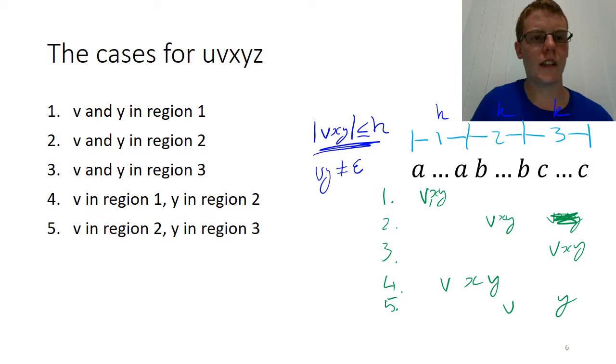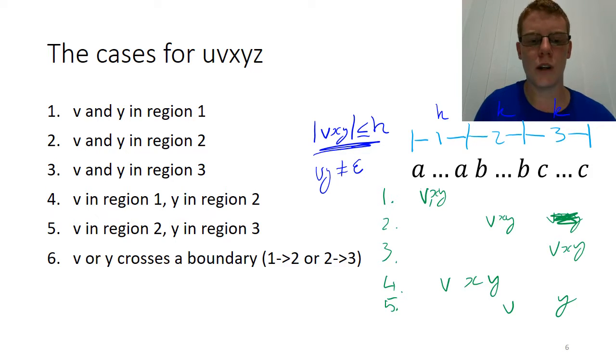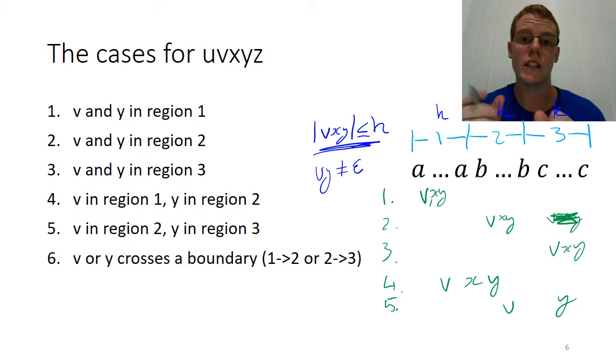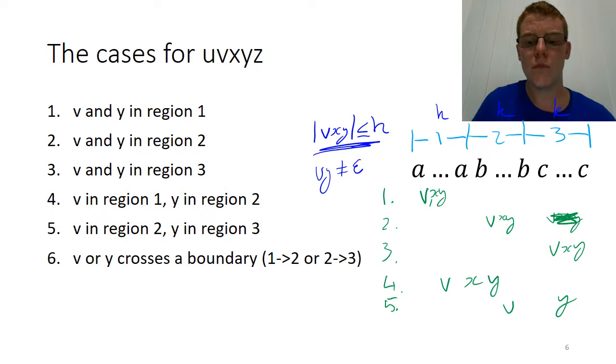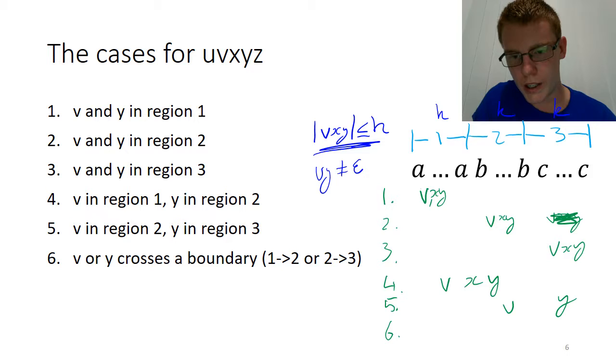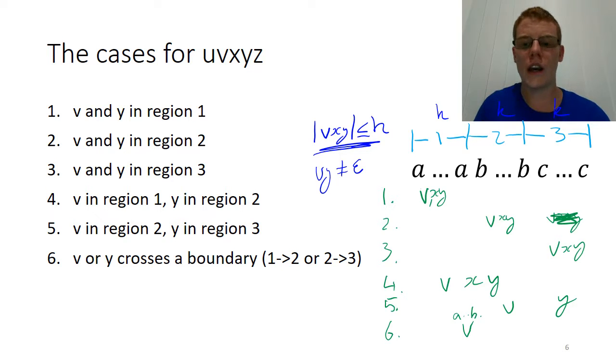Okay, so hopefully one of the cases you came up with is that V or Y could cross a boundary on their own. So we've already covered the cases where V and Y are completely within one boundary but in different regions themselves. But we could also have something where, say, V or Y is something that goes across the boundary between the A's and B's. So there's actually some A's and B's in V or Y, and the same for this boundary here.